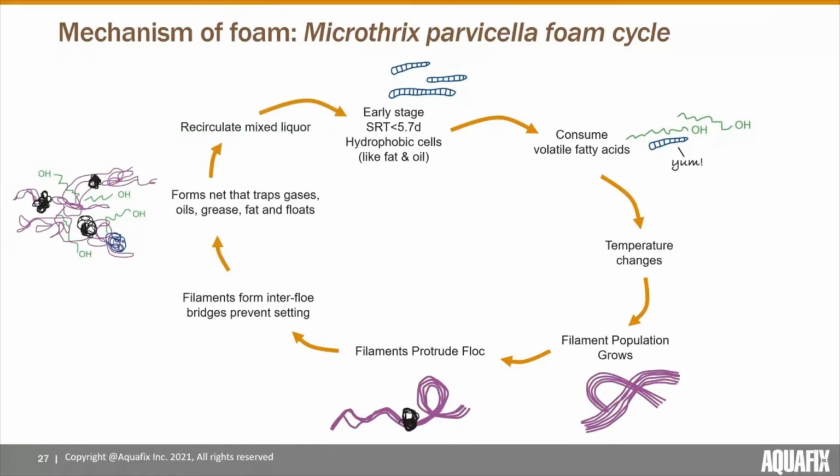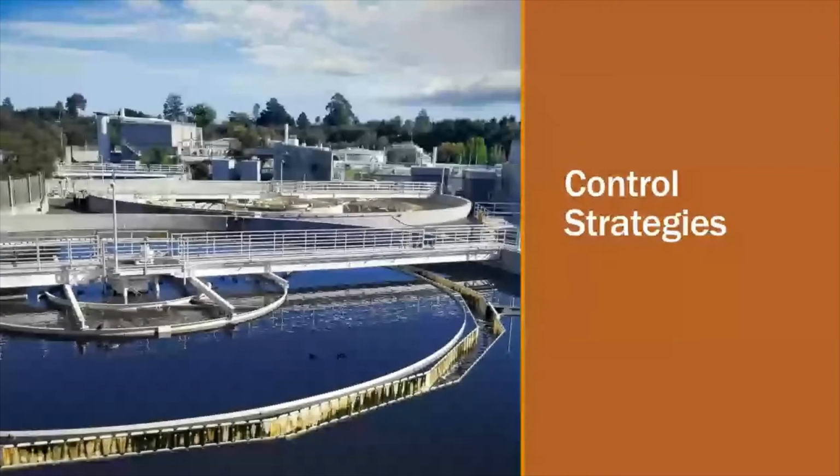If you're not careful, you can recirculate these filaments back to the mixed liquor, and then start the whole cycle over again, gradually increasing levels of filaments to be worse and worse and worse until they're totally out of control and they're totally outcompeting your good bacteria. And you can end up with a mixed liquor that has more filaments present than good bacteria, which is a real disaster. So how do you control this?